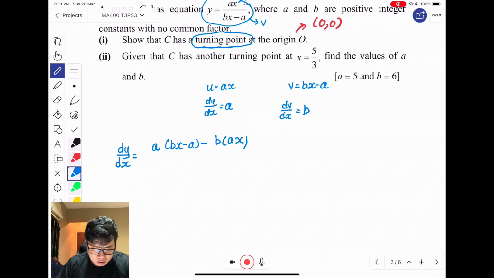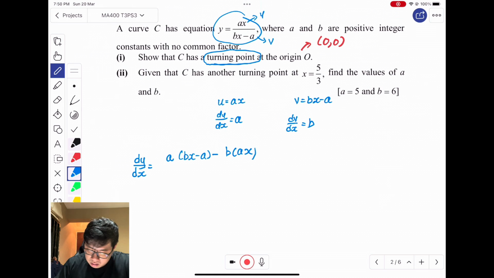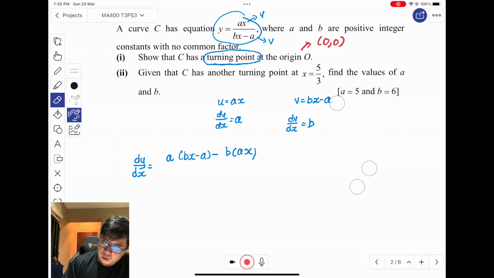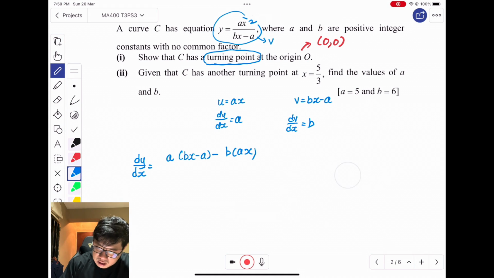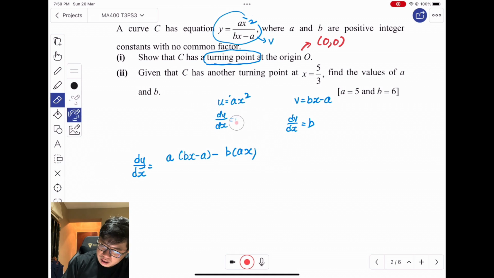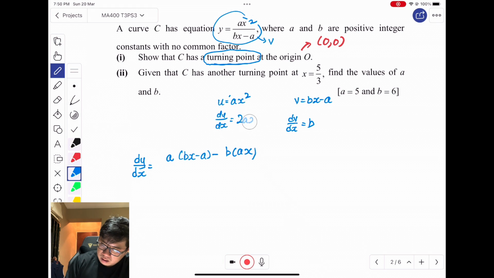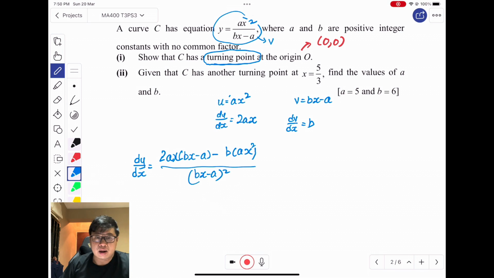Oh, let me check, there's a square here, my bad. I may have missed this out. So u is ax squared, therefore du/dx is 2ax. So this will be 2ax, and this will be ax squared. Then my denominator would just be bx minus a, because it's v squared, so it's bx minus a all squared.